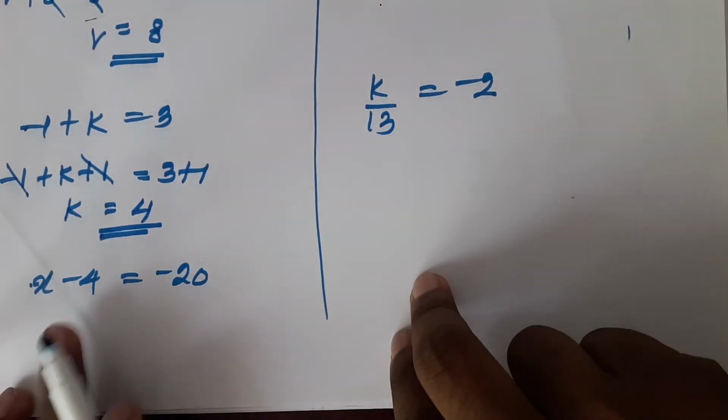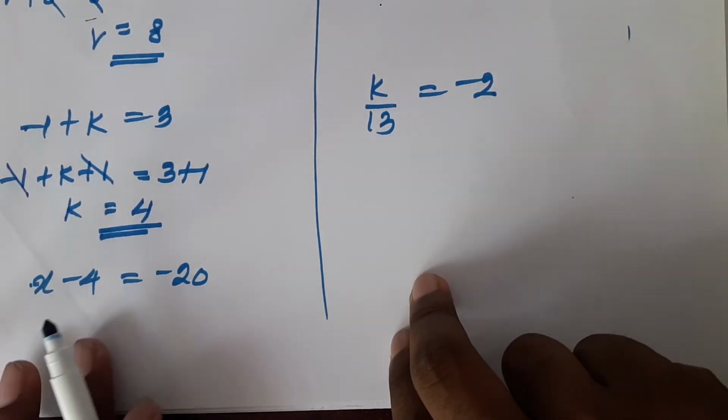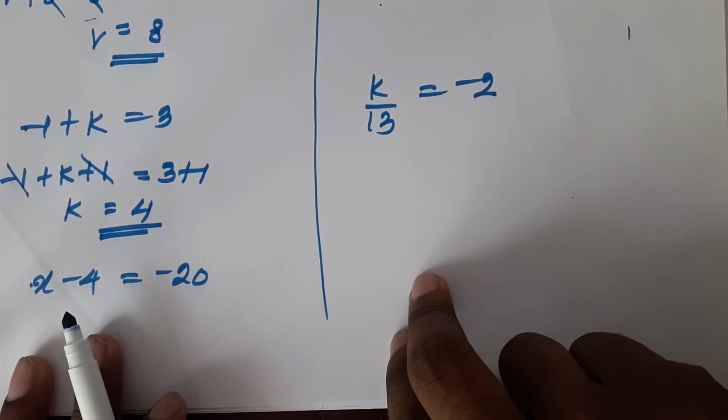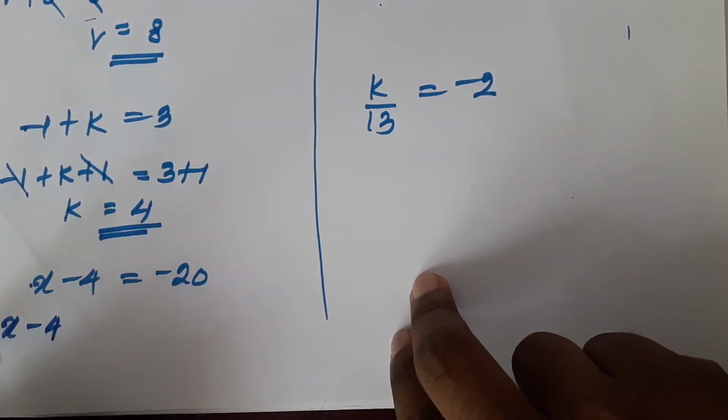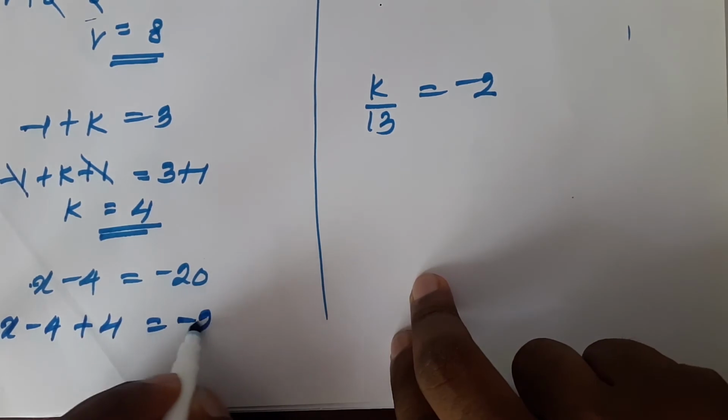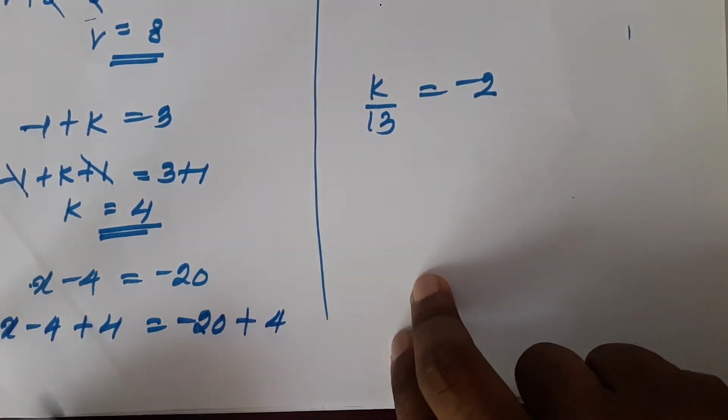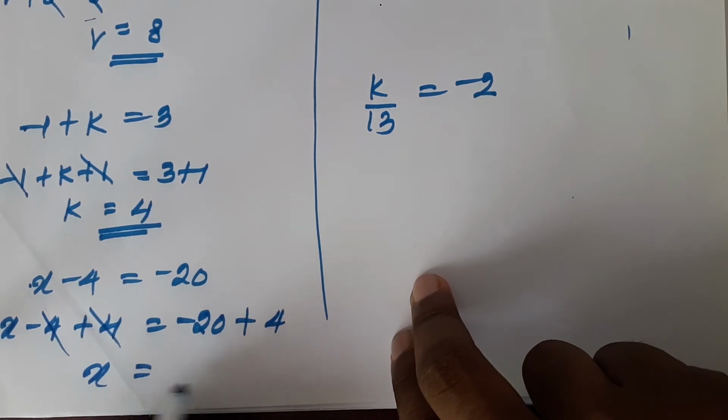x minus 4 equals minus 20. So in order to remove the minus 4, I can simply add plus 4 to both sides of the equation. So x minus 4 plus 4 equals minus 20 plus 4. These two will get cancelled out. x equals 16.